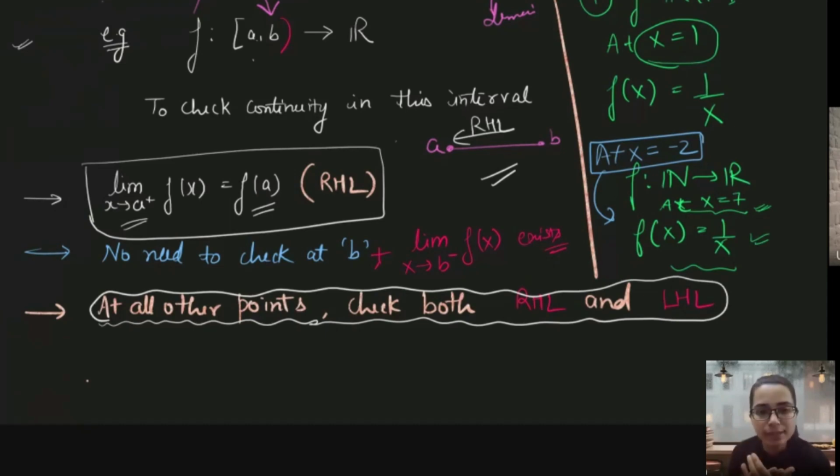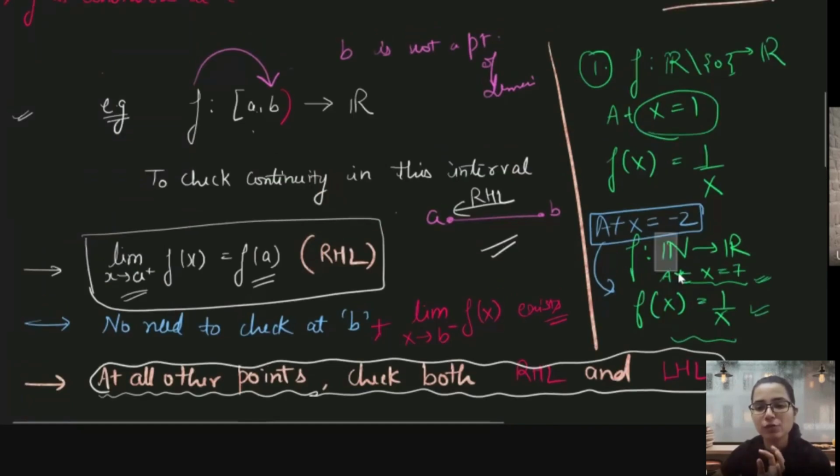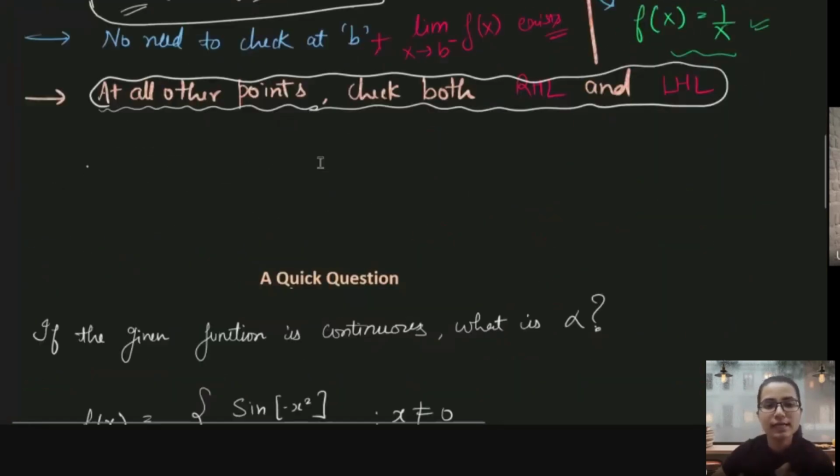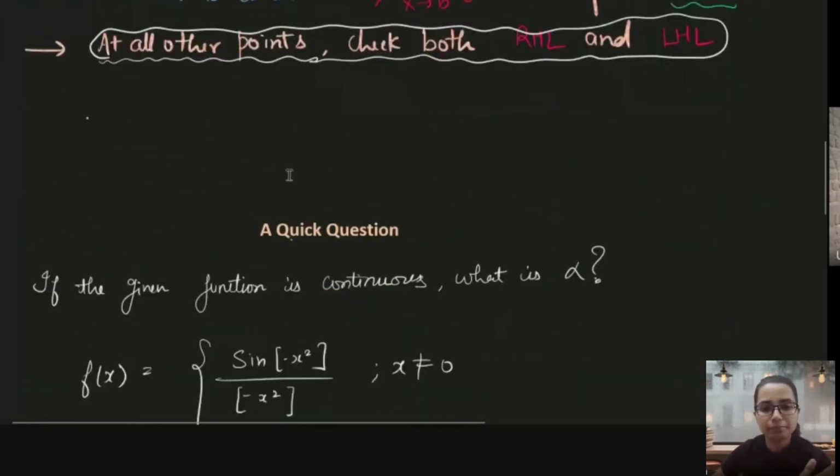Because in case of limiting value, the point itself need not be a point of domain. So here B is not a point of domain, but you'll have to check for the limiting value. So these are different criteria that you will use when you are given a domain as an interval or any set. I gave you an example of natural numbers. I gave you an example of R minus 0. So you have different scenarios, and these scenarios should be clear in your head.